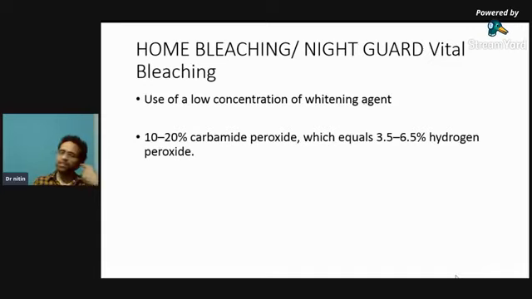So उसमें basically, as we mentioned earlier, that we use low concentration of the bleaching agent, that is usually 10 to 20% of carbamide peroxide, which is commonly used. And this 10 to 20% of carbamide peroxide is equivalent to 3.5 to 6.5% of hydrogen peroxide. तो home bleach में हम carbamide peroxide use करते हैं from the concentration of 10 to 20%. Some people also use 5% also, 15% also. So commonly used else is 10%. Those people who are doing home bleaching and want faster results, you can use up to 20%.